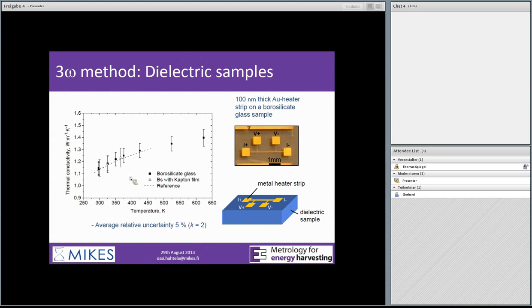The other curve, with open triangle symbols, is the same sample measured with the so-called Kapton film method. I'll say a few words about that later, but it is good to note that the measurement results are very identical in both cases.